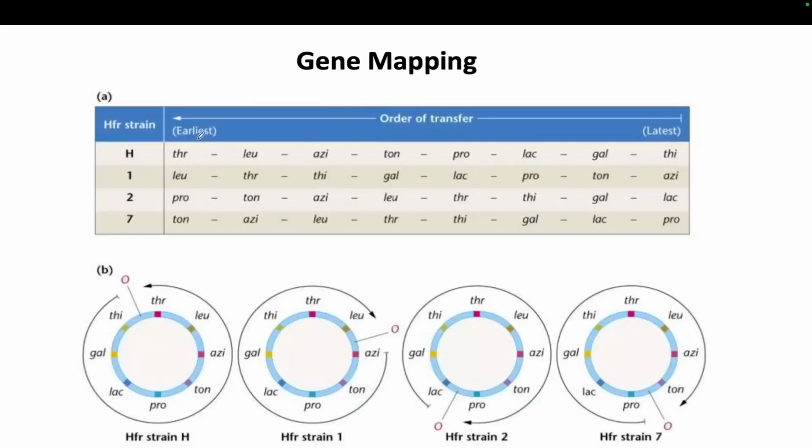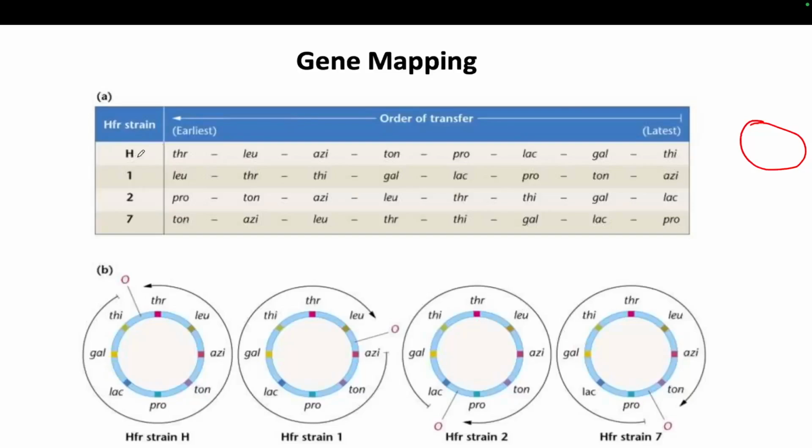Like conjugation, this is conjugation. Here an HFR strain is there. So the HFR strain is produced in the case of conjugation. How can we do the mapping? Suppose there are different types of HFR strains. The HFR strain's transfer starting site can be different. It depends on the strain.